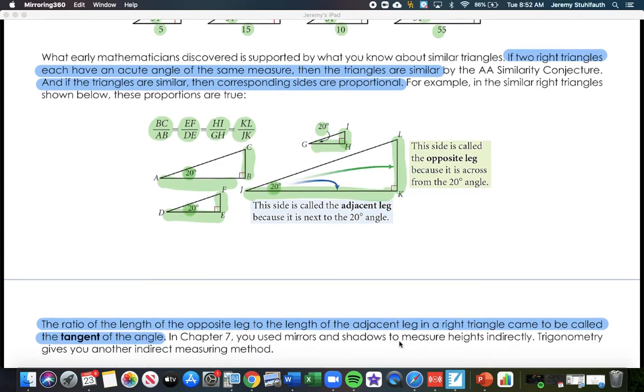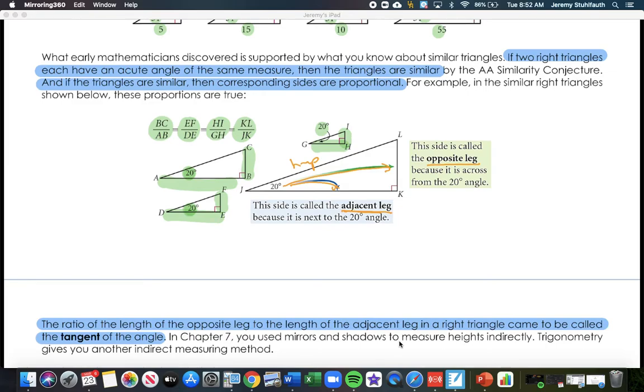Some terminology that you're going to need to know: if we're talking about this 20-degree angle right here, the side that is across from that angle is called the opposite leg, and the side that is next to this angle, or attached to that angle, is called the adjacent leg. And the side across from the right angle is always your hypotenuse, so it will never be your opposite leg or your adjacent leg.